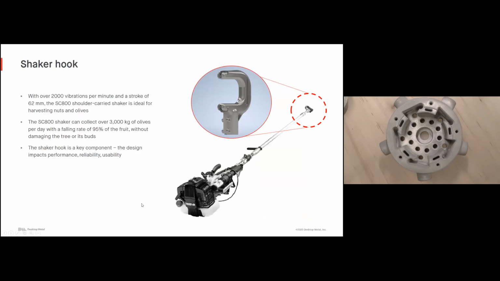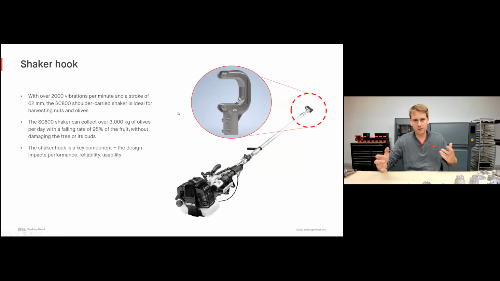Shaker hook. I'll talk a little bit more in detail about this part, but this shaker hook is used for harvesting nuts and olives. One of these shaker hooks can collect over 3,000 kilograms of olives per day with a falling rate of 95%. So that means it's getting 95% of the fruit or olives off of the tree without damaging the tree or any of its buds. I don't know about you, but 3,000 kilograms of olives is probably more olives than I'll eat in my entire lifetime. So it's a pretty incredible component. It's a very key component, and the design is very important for its performance, reliability, and usability.